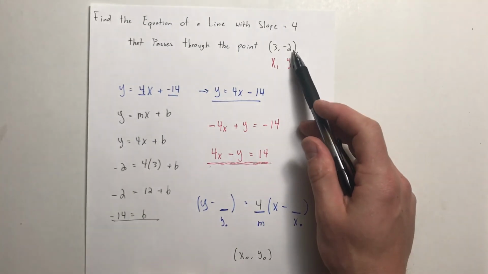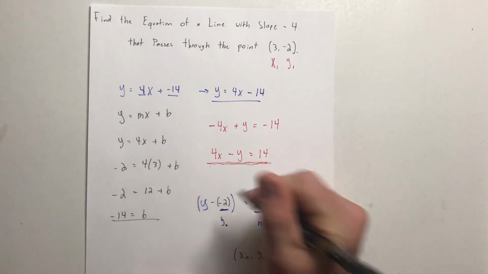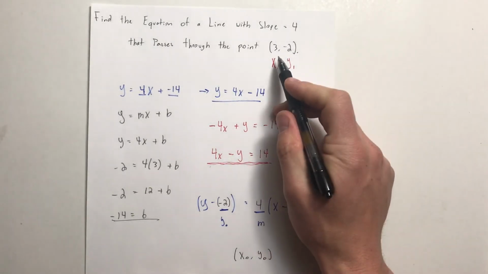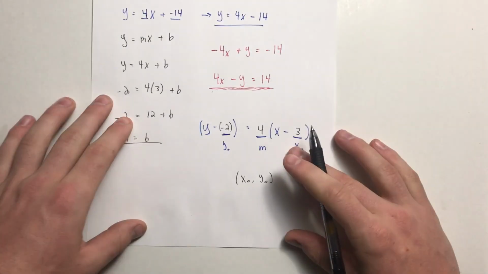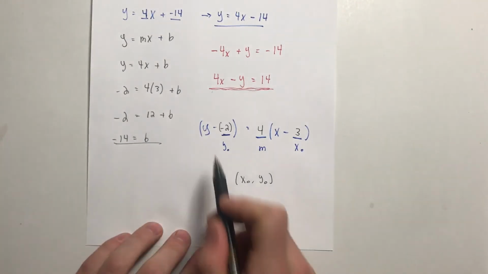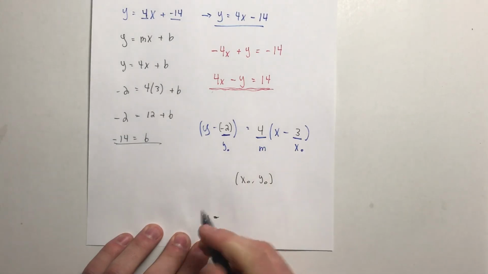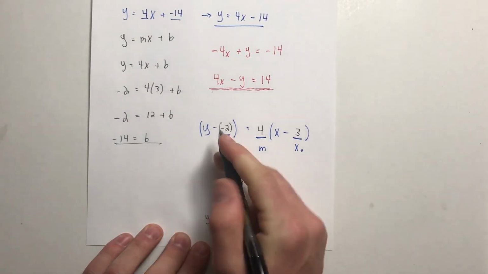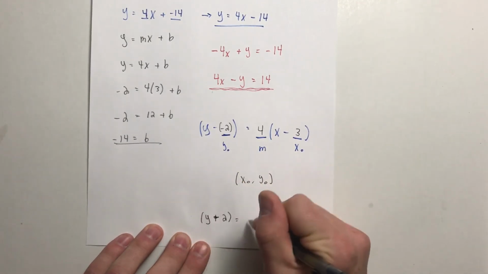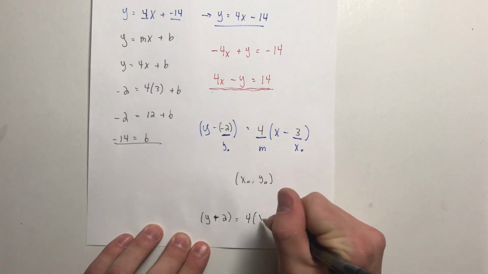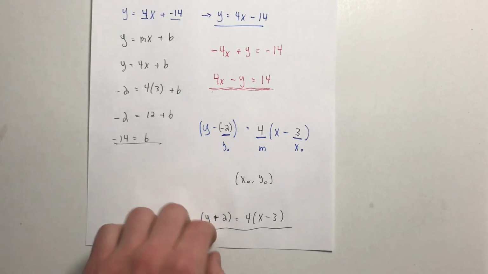So I'm just going to plug in my negative 2 here for my y naught. So I put a negative 2 right in there. And then my x here is 3. So a 3 will go right here. And then if we do just a little bit of simplification, we're going to get y plus, because we have two negatives, y plus 2 equals our slope, which is 4, times x minus 3. And that right there is the point slope form.